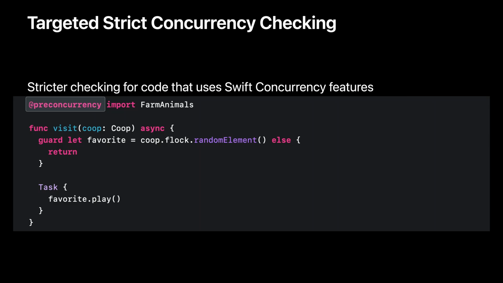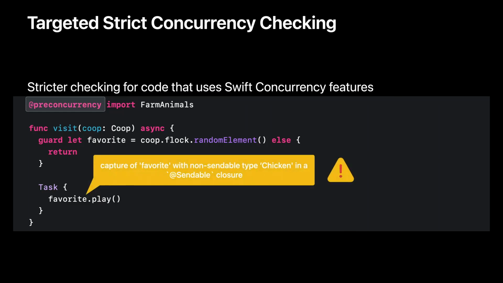At some point, the farm animals module will get updated with sendable conformances. Then one of two things will happen. Either chicken becomes sendable somehow, in which case the preconcurrency attribute can be removed from the import. Or chicken will be known to be non-sendable, in which case the warning will come back, indicating that your assumptions about chicken being sendable are in fact not correct. The targeted strictness setting tries to strike a balance between compatibility with existing code and identifying potential data races.